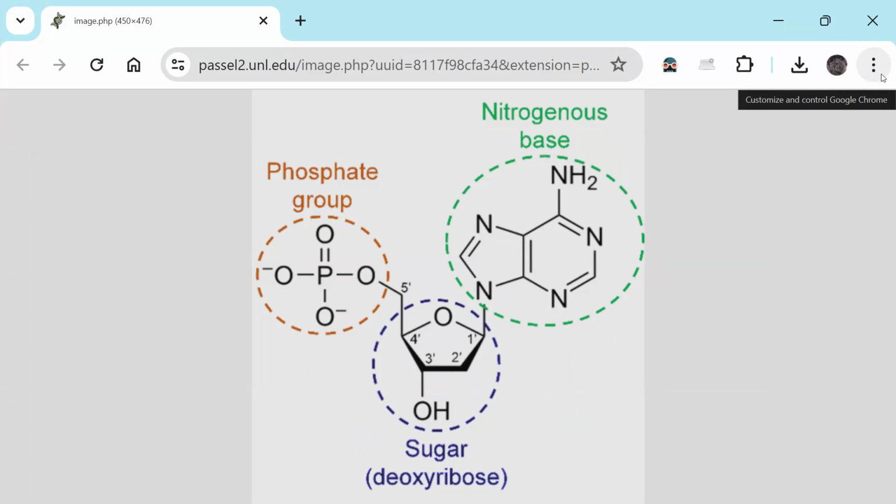It's a nucleotide. Do we know what that word means? What that's used in? It's the N in DNA.